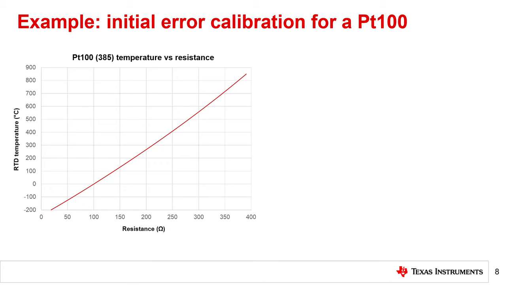For this example, let's calibrate a PT100 that has an alpha value of 385. The temperature versus resistance curve for this RTD is plotted on the left, and is derived from a lookup table or calculated using a polynomial. Note that while this simplified calibration process assumes the system transfer function is linear, the RTD response can be nonlinear and calibration will still work. Let's identify the RTD measurement range.